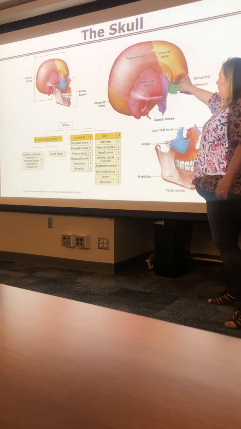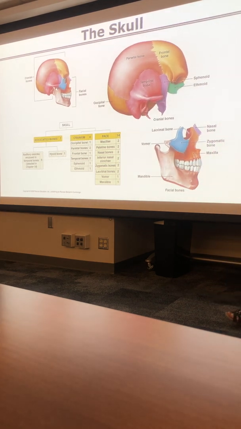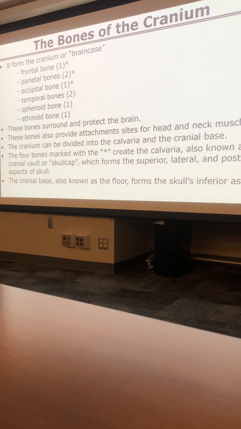Here you can see the bones of the cranium and the bones of the face isolated from one another. We're going to first start with the bones of the cranium. There are 8 bones that form the cranium or brain case: 1 frontal bone, 2 parietal bones, 1 occipital bone, 2 temporal bones, 1 sphenoid bone, and 1 ethmoid bone. So you have paired parietal and temporal bones, but unpaired frontal, occipital, sphenoid, and ethmoid. These bones surround and protect the brain, and also provide attachment sites for the head and neck muscles.